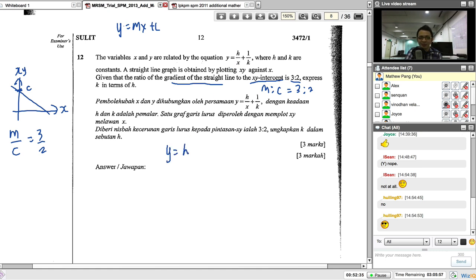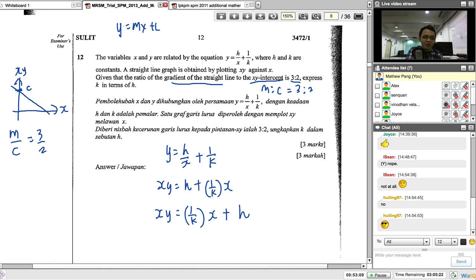Because this one is a reciprocal graph, you see, over x. Linear form means something like straight line form. So it asks you to do something in a straight line. What I will do is, I want to have xy against x. So in order to get xy, I multiply x for every single term. Here I will get xy equals to h plus 1 over k x. I almost got it, but I rearrange it: xy equals to 1 over k times x plus h.